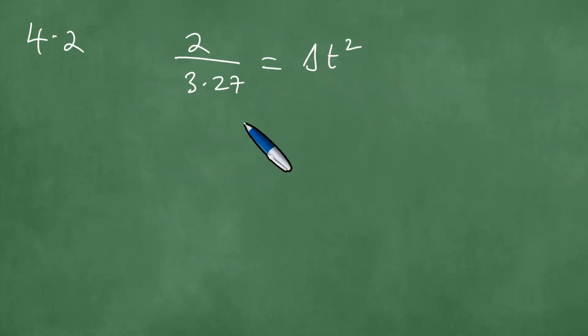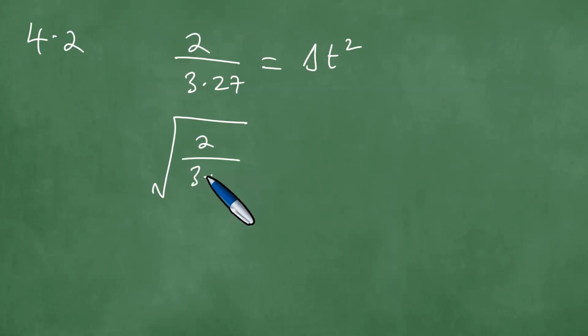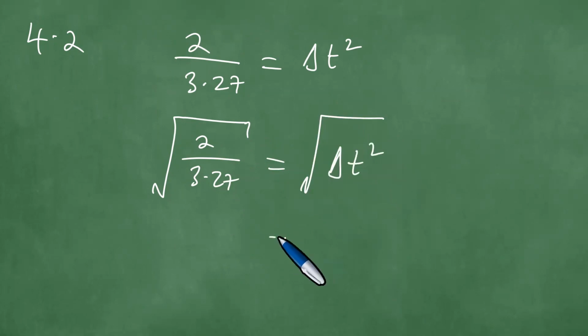delta t squared. Here you apply the square root on the left and the square root on the right. Okay. Okay, now let's find the answer to this.